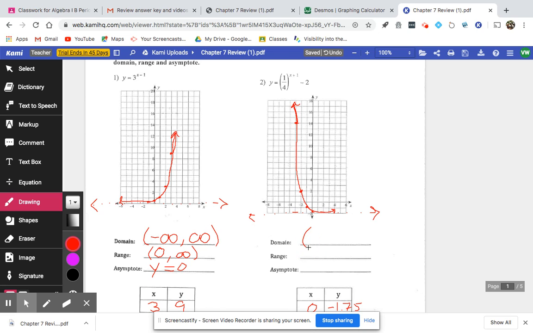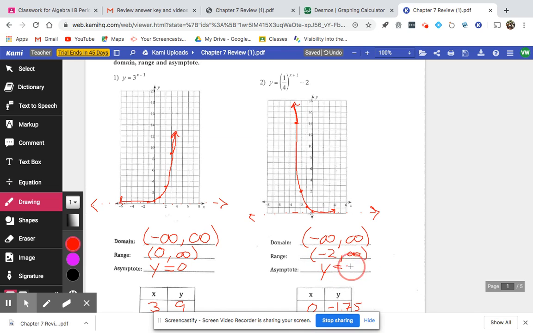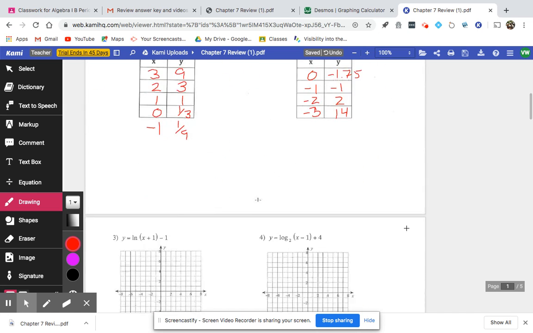Domain, once again, all real numbers. So negative infinity to positive infinity. Range, our asymptote this time is at -2. So you go -2 to infinity. And then our asymptote here, y equals -2. So that's numbers 1 and 2, all graphed up. Now we go on to number 3 and number 4.